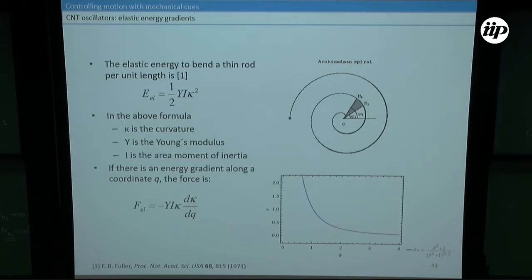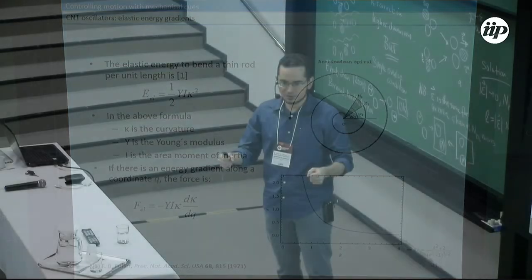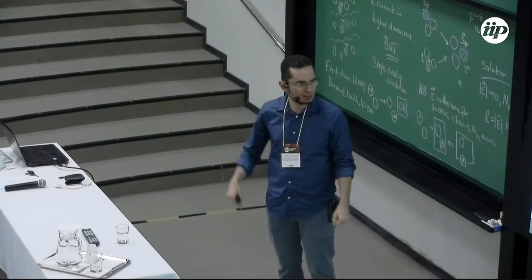I'll talk a bit about the mechanism. The basic idea is that if you have a material, a thin rod, for example, and you want to bend it, you have to pay an energy cost. Typically, the energy cost per unit length will be proportional to the curvature squared. It's pretty intuitive: if you have any kind of metal rod and you try to bend it, if you release it, it will just come back again.